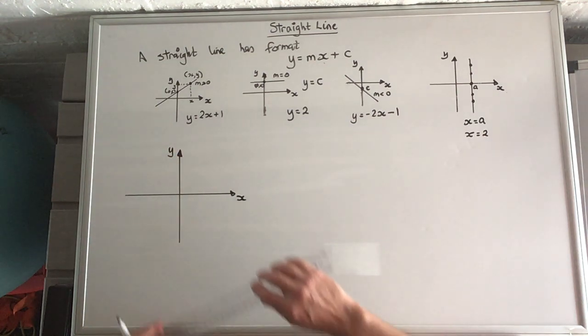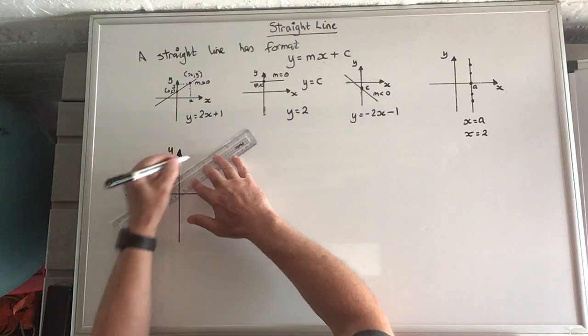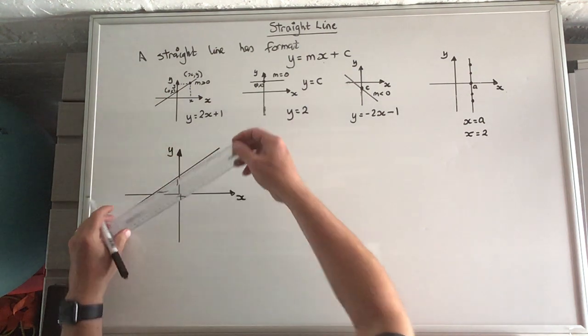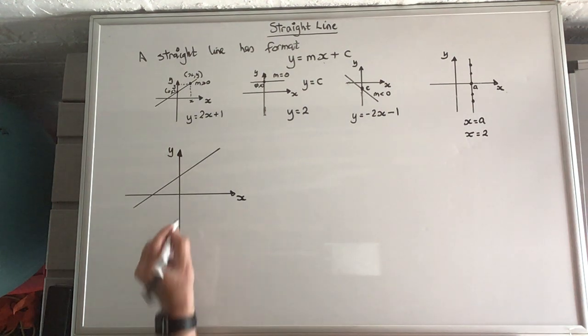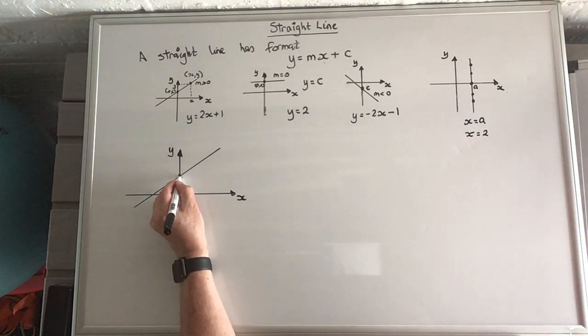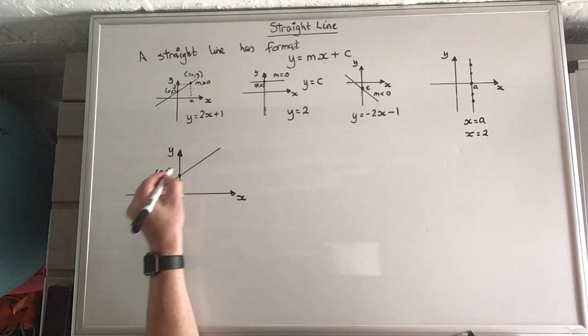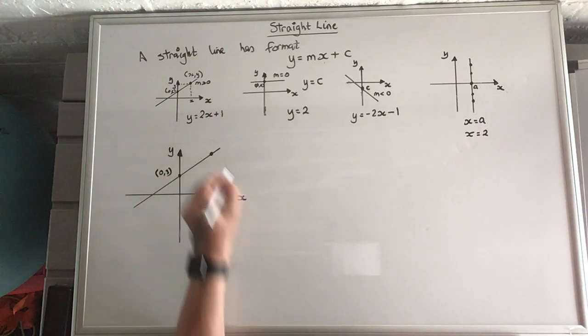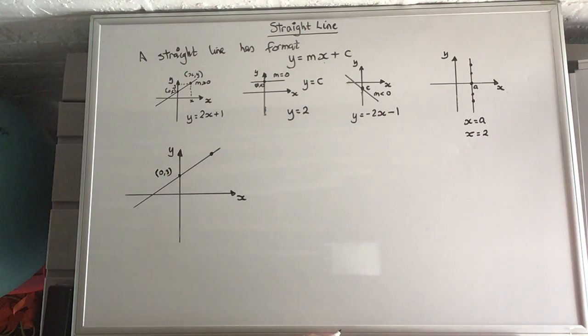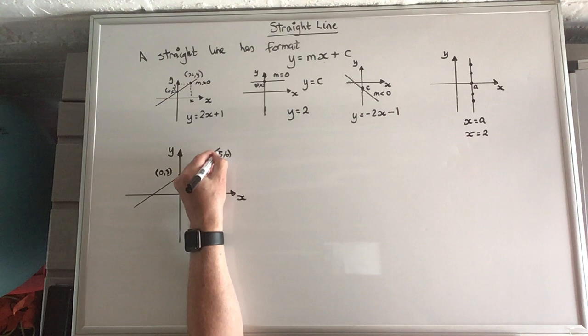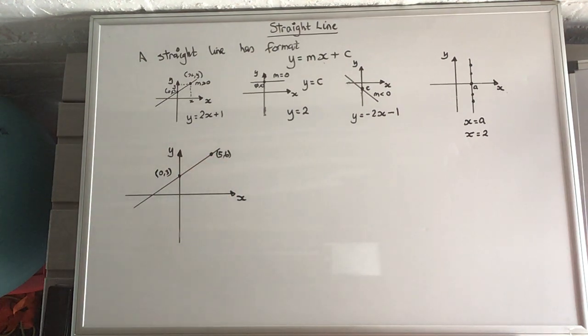So let's start off with an easy one. Let's put a positive gradient in again. Okay. And let's say it crosses at 0, 3. And you're given a point up here somewhere. And let's, I don't know, call it 5, 6 or something, 5, 6. And the question would say something like, write down the equation of that straight line.